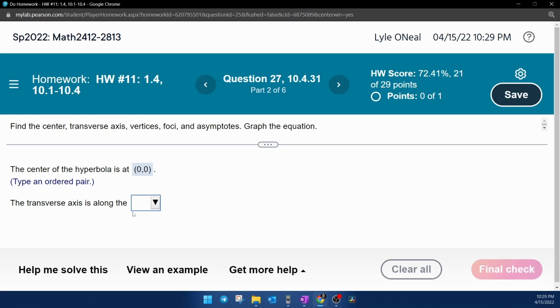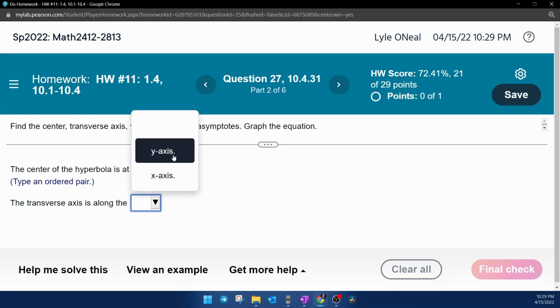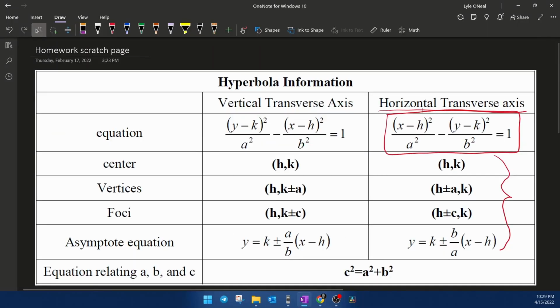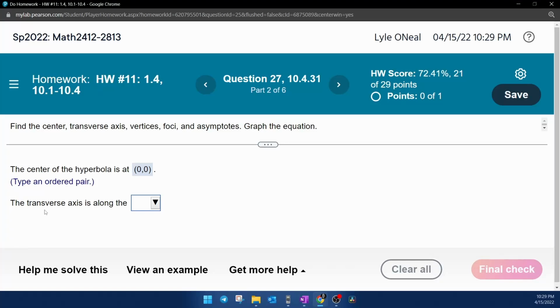The transverse axis is along the x or y axis. All right, let's think about this. Our transverse axis is horizontal. Horizontal, that's the way the x-axis runs. So that means that the transverse axis would be along the x-axis since it runs horizontal.